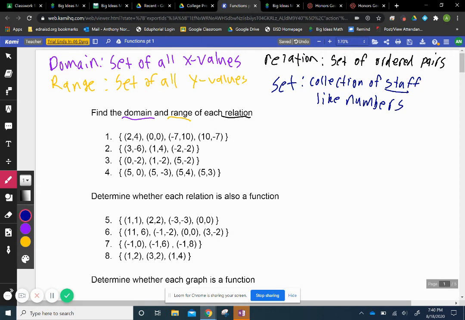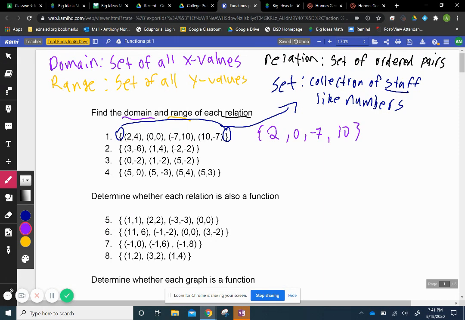And how do we know we're dealing with a set? We have these curly braces. So to do the domain and range of each, I'm going to write in set. Yes, my set notation is terrible. Oh, that's wrong. So for the first one, our domain is... sorry, it's 2, 0, -7, 10. So this is acceptable.